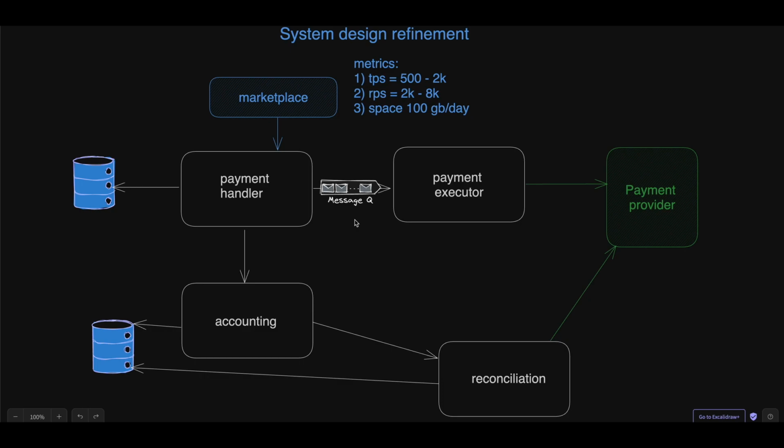And also payment executor can take orders as possible, not to be swamped by them, and also put information about, for example, tokens that it gets from the payment provider back to the messaging queue for payment handler to take away and process as it goes.